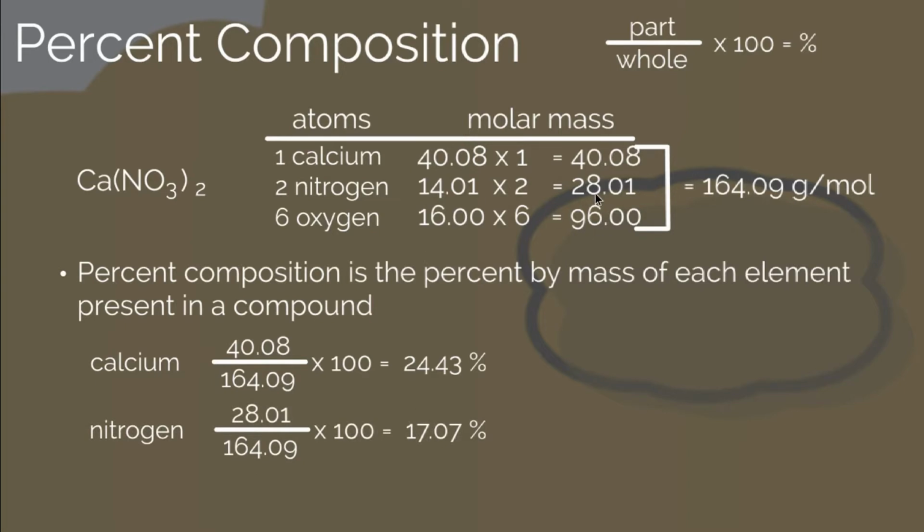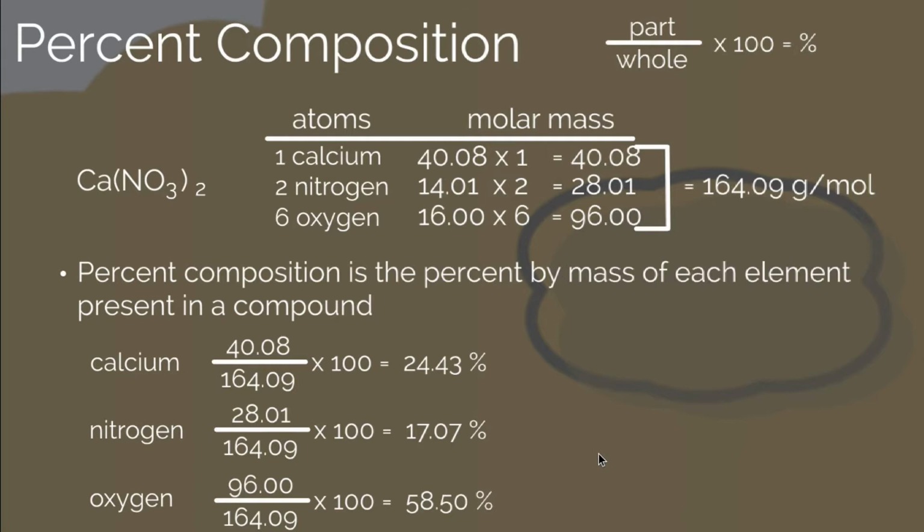We move on to the next element, nitrogen. Again, the total of nitrogen in that compound is 28.01 grams, and I divide that by 164.09, multiply that by 100, and I get the result of 17.07% for nitrogen. And finally, when it comes to oxygen, the mass that I have for that oxygen total is 96, and I set that over the mass of the compound, 164.09, multiply that by 100, and I get the result of 58.50%.